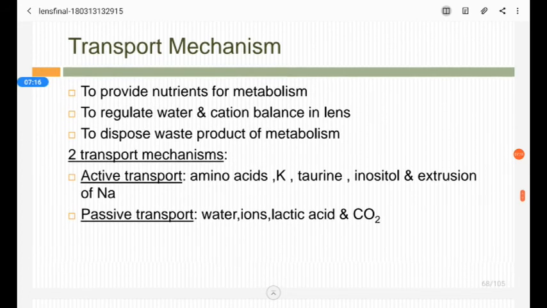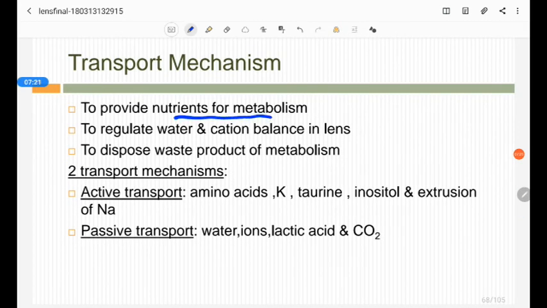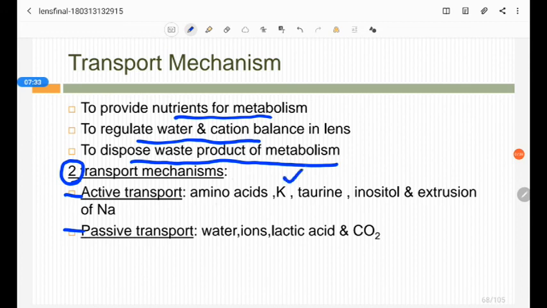The transport mechanisms provide nutrients for metabolism, regulate water and cation balances in the lens, and dispose of waste products of metabolism. The two transport mechanisms available are active transport and passive transport. Sodium and potassium come under active transport. Passive transport mainly takes care of water and lactic acid.